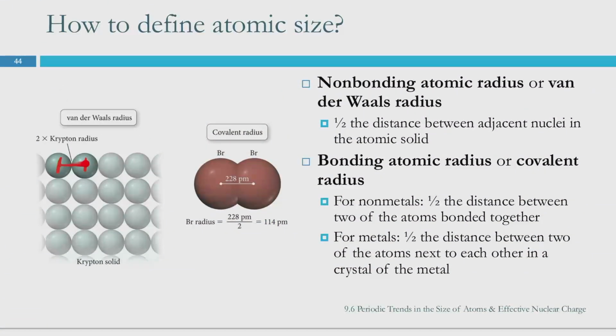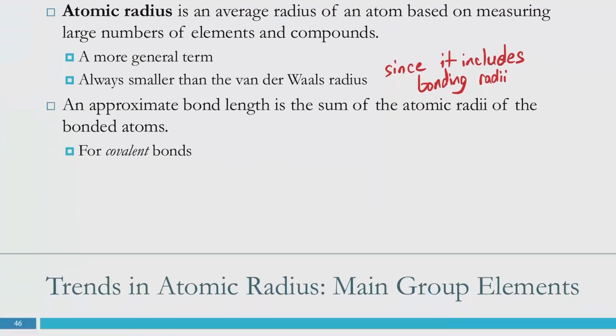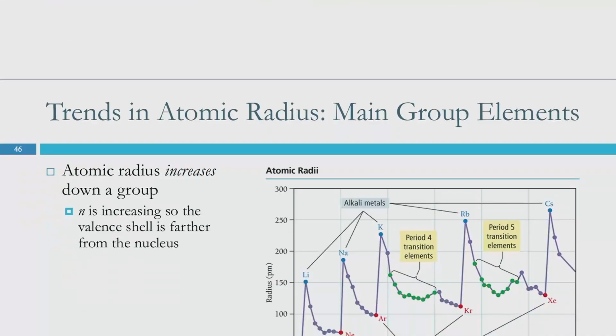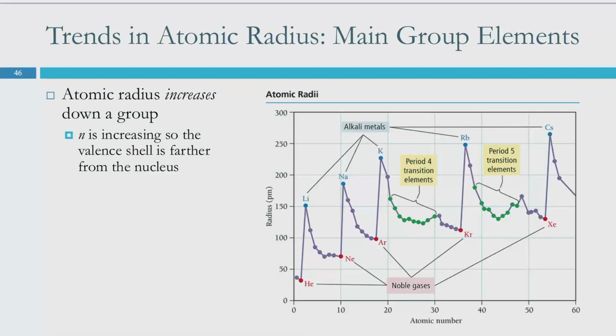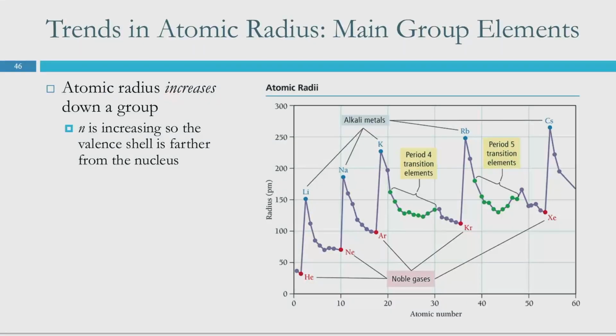So if you look at our van der Waals radius, there's no overlap, but when we've got a covalent radius or a bonding atomic radius, they're overlapped, so the nuclei are closer together versus a van der Waals radius. So we are going to be talking about atomic radius. That's, again, the average, the overall. So atomic radius increases as we move down a group. If we're moving down on the periodic table, our atomic radius increases.